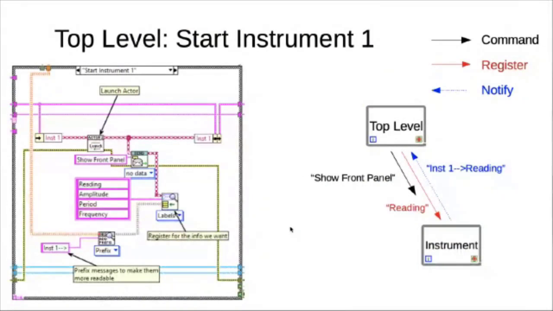Okay. So I'm going to go through some diagrams of what's there rather than go through all the code. Again, I showed this where you launch instrument 1, tell it to show its front panel, and register for information, including the reading, with a prefix to better identify the information. So what we get back is not reading, it's instrument 1 reading. This is the messaging pattern we just set up.